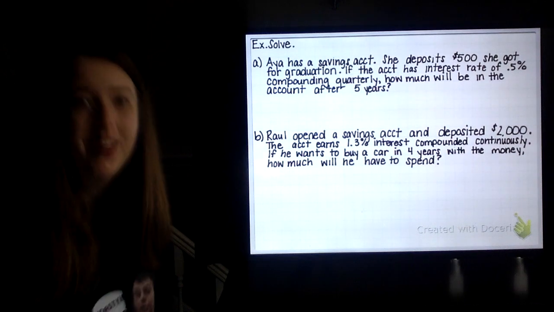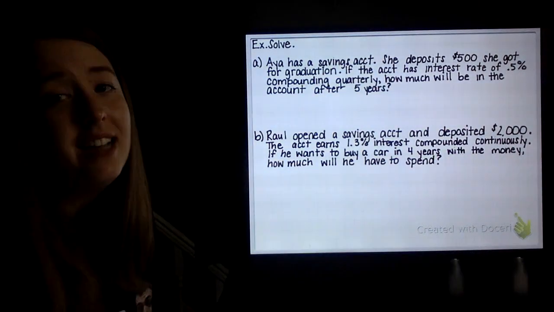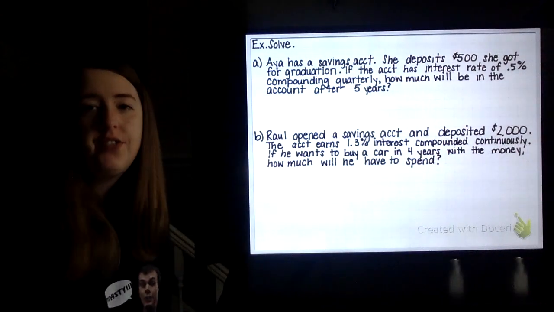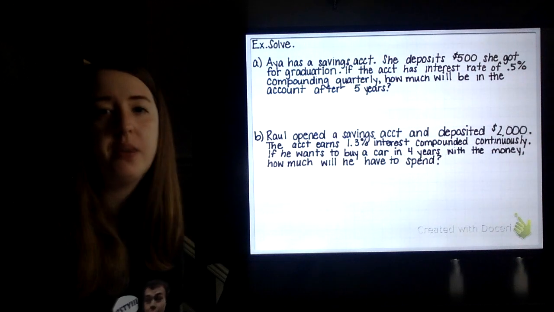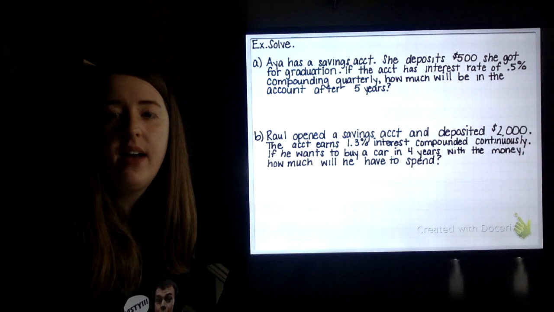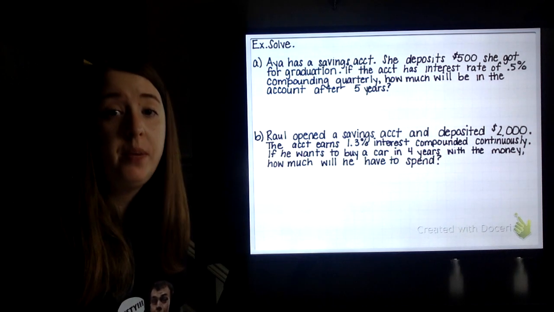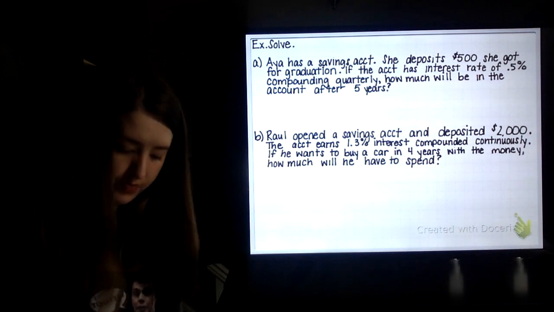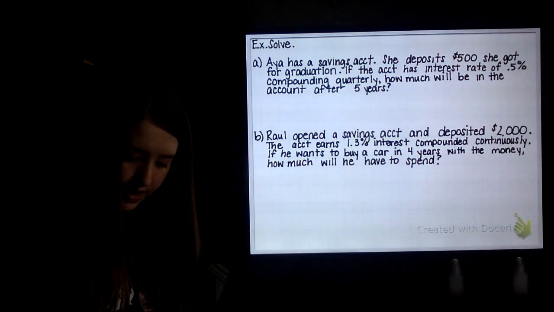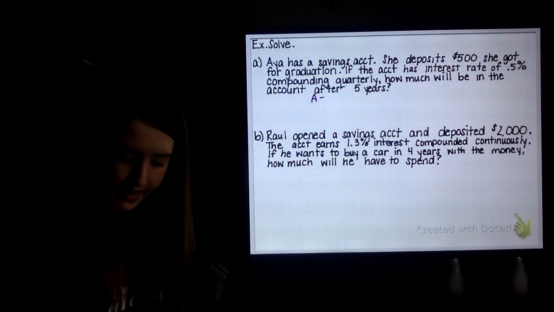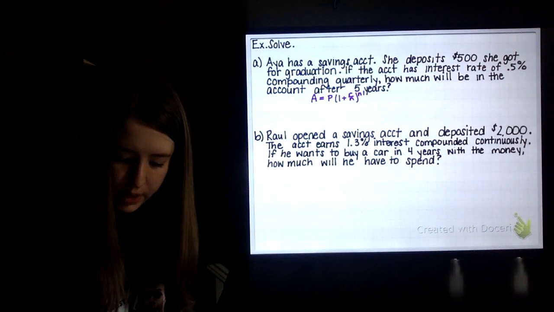So here we go. Let's try a couple. Aya has a savings account. She deposits $500 that she got for graduation. If the account has an interest rate of 0.5% compounding quarterly, how much will be in the account after 5 years? I have to use that first formula that they gave me: A equals P times (1 plus r over n) to the nt power.